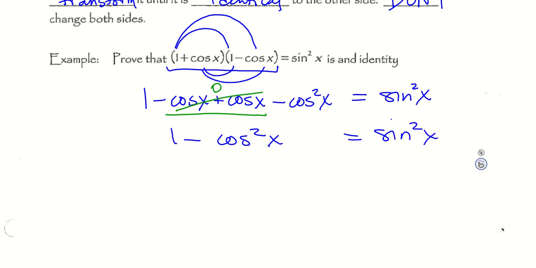Okay, now hopefully you're looking at 1 minus cosine squared and you're saying, hey, that's a Pythagorean identity. That does equal sine squared of x. But you're not done until the left and the right side are identical. So using that very thinking, we replace 1 minus cosine squared x with its Pythagorean identity, which is sine squared of x, right? That's supposed to equal sine squared of x. The two sides are identical, and we have proven our identity.